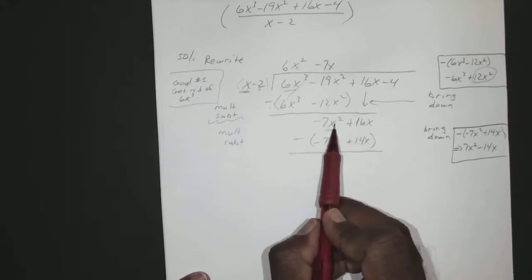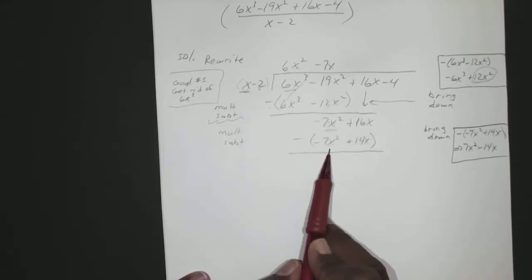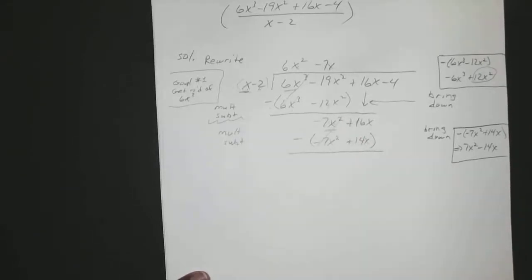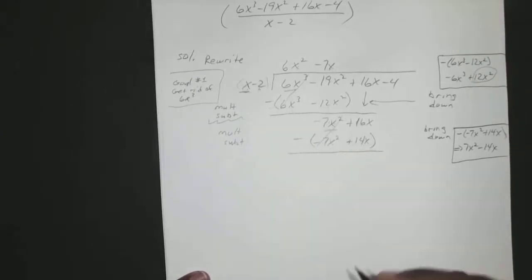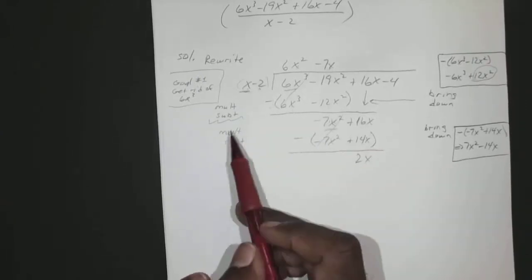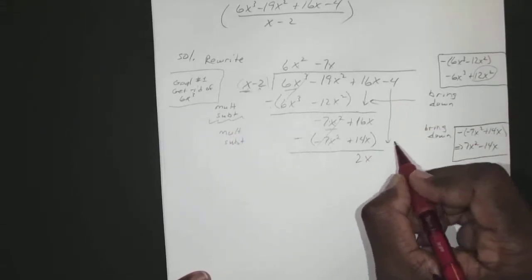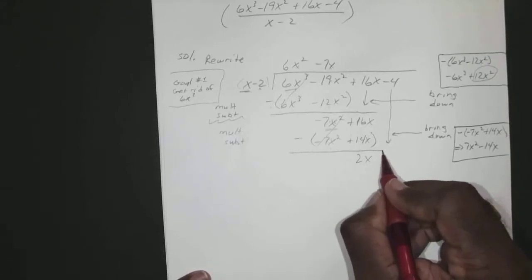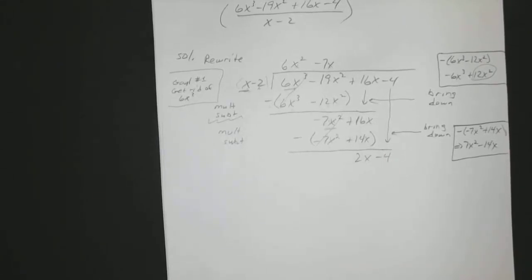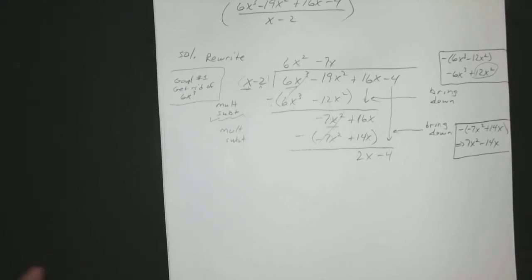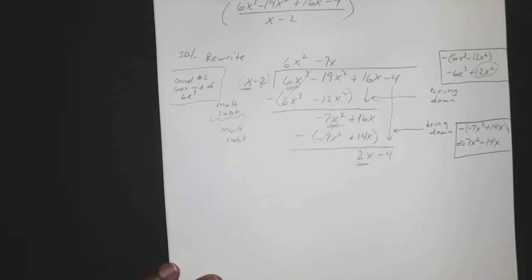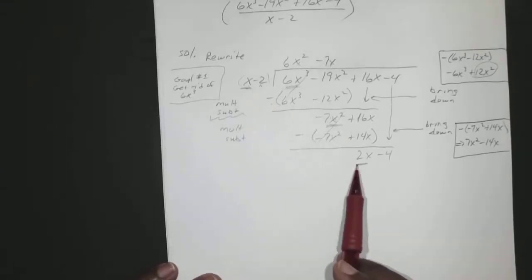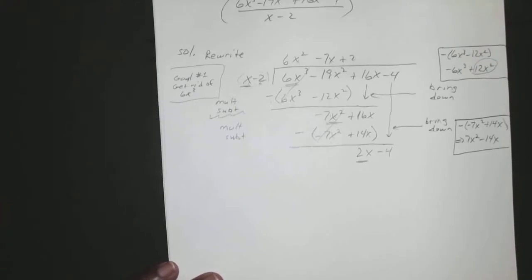Okay, so negative 7x squared plus 7x squared is 0. So that's what you wanted. That disappears. Okay, so 16x minus 14x is 2x. Okay, so we multiply, we subtracted, now we bring down. Okay, so now, just like we got rid of this one in front, we got rid of this one in front, now we want to get rid of this one in front. Okay, so what can you multiply by x to give you 2x? That's just 2. So you put a positive 2 right up there.